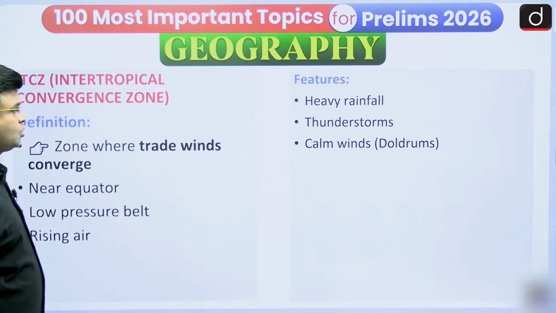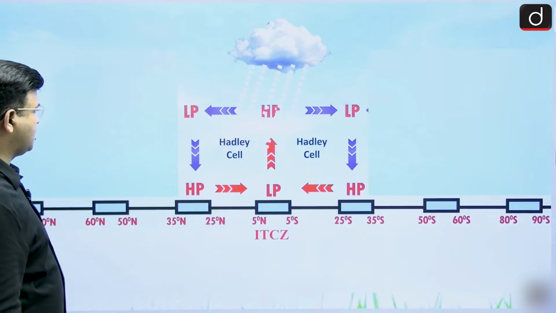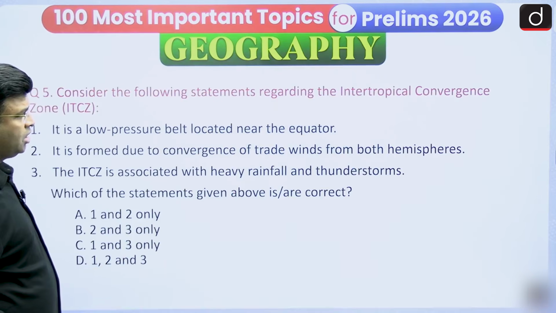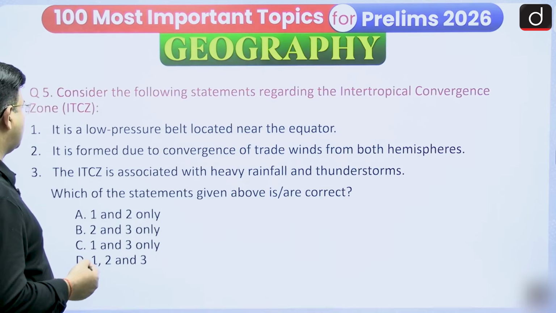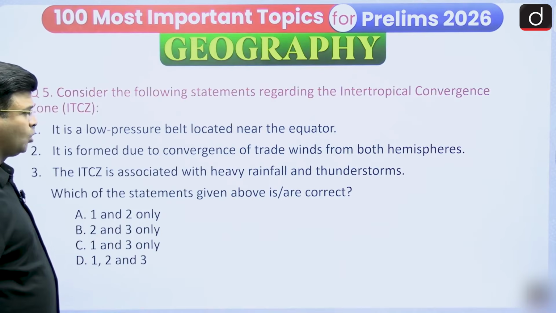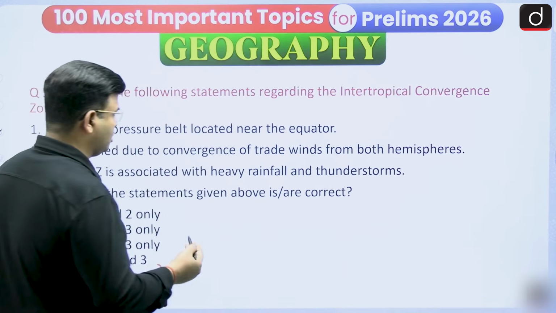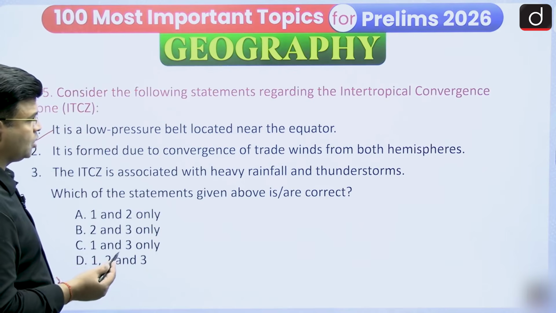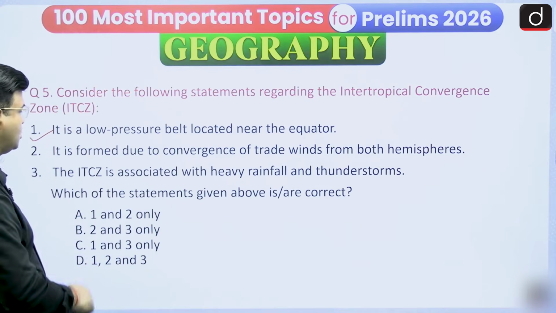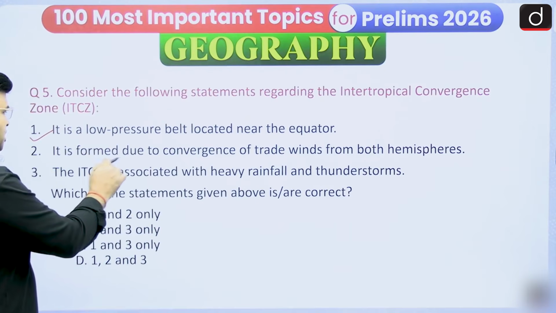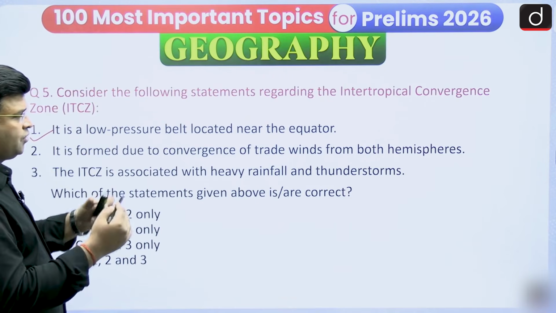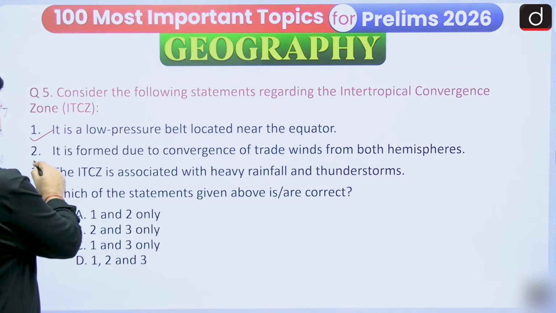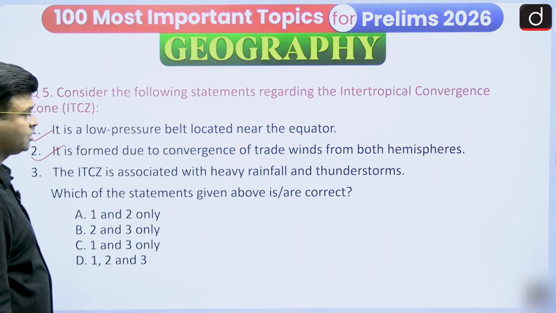Understood? So the next question that we are going to see: consider the following statements regarding the intertropical convergence zone, that is ITCZ. It is a low pressure belt located near the equator. Yes, it is located near the equator. It is a low pressure zone where the northeast trade wind and southeast trade wind, or you can say easterly winds, are converging. And the second statement, formed due to the convergence of trade winds from both the hemispheres. Yes, northeast and southeast trade winds are converging, because of that it has been formed. It is again correct.